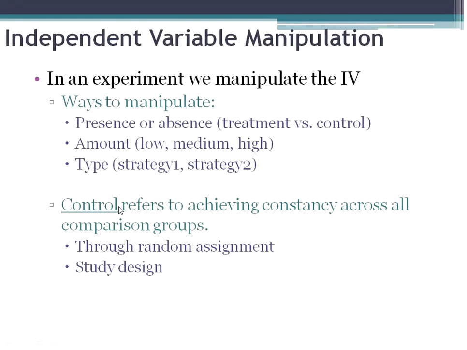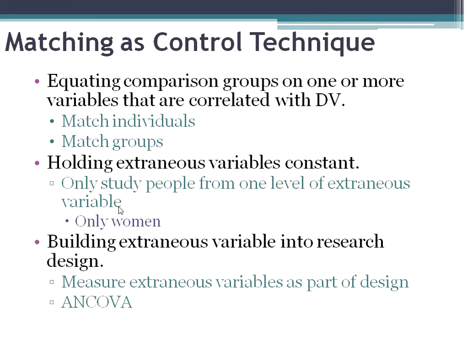Now, ideally, we want to have control in our experimental study. This can be through random assignment, right? So randomly distributing extraneous variables that might influence our dependent variable across multiple conditions of our independent variable. Or this could be through study design. So making sure that our two conditions are identical as possible except for that independent variable. Now, there's different ways that we can make sure our two groups are identical. So our levels of our independent variable are identical.